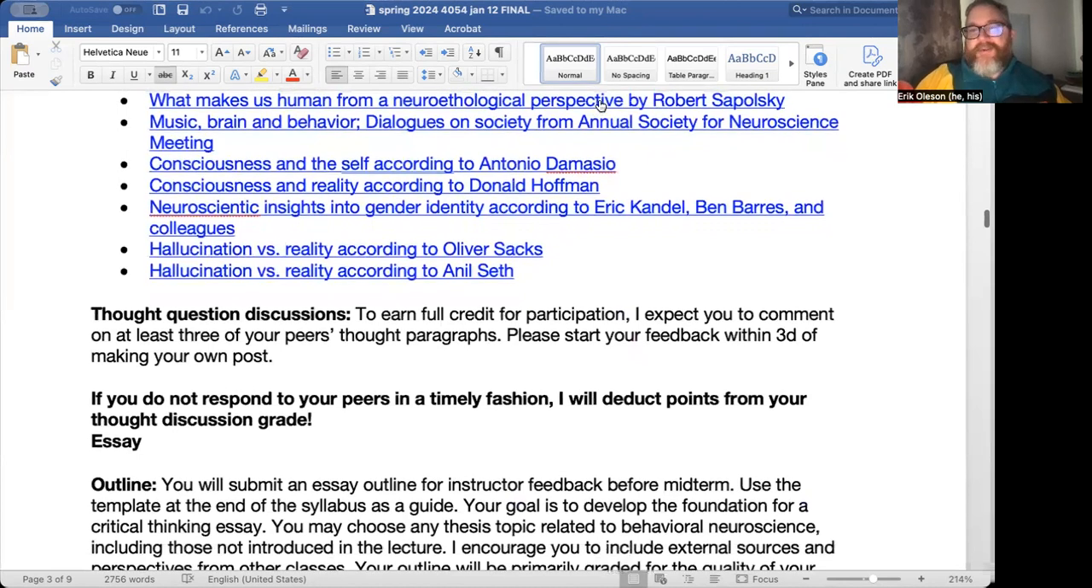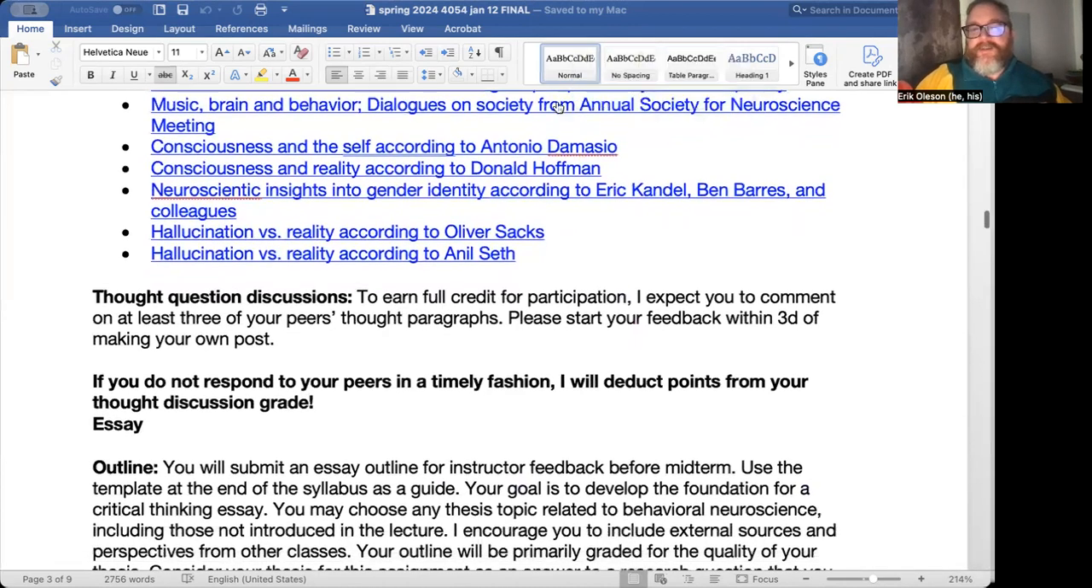Then we'll hear from Robert Sapolsky on what makes us human. This next one is sort of hit or miss. It depends a little bit on how much you love music, but it gets into the interactions between music, brain, and behavior. It's sort of a unique format because it's just a panel discussion, so it's not going to be as entertaining as some of these.